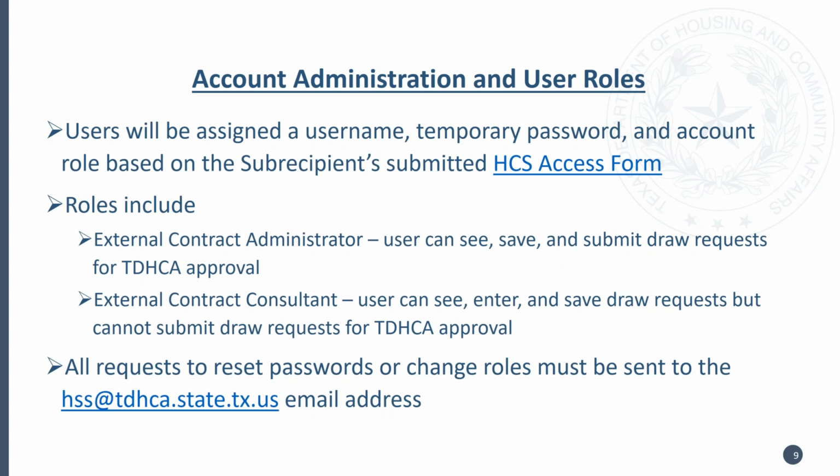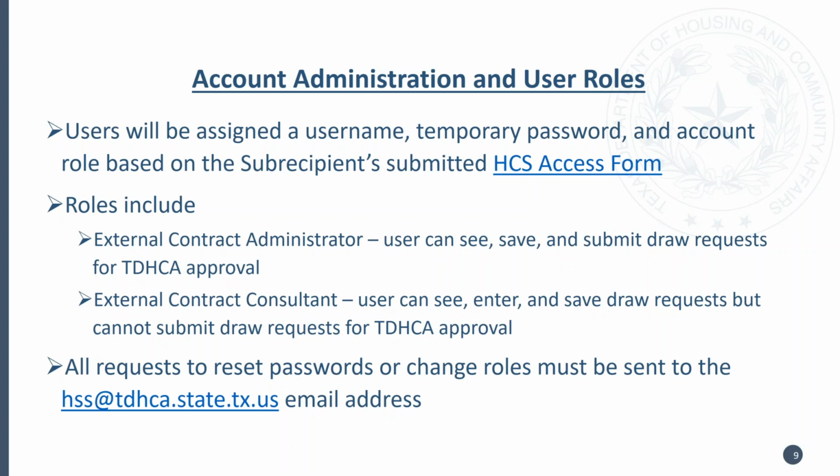And then it's going to be 3 other accounts. We only allow 3 other accounts plus the contract executor, so that way we can limit and keep tabs on who has access to the system. If you have any sort of staff changes or you want to change who has access to the system, you will have to submit another HCS access form to the HSS@TDHCA email address down below, and we'll request new access for someone. Then we'll remove the one person from access to the system and add the new individual. So we are going to limit it to 3 plus the contract executor.